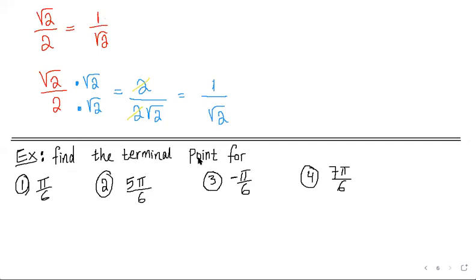So find the terminal point for pi over 6, 5 pi over 6, minus pi over 6, 7 pi over 6. So I'm going to do the first ones. I explain how to find it. So t equals pi over 6.